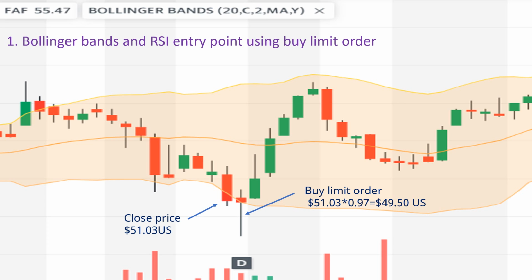Now look what happened the next day. We are already in the market, and the price came down to 48.70, so our order is already filled. We have to wait for the following days for the price to go up, and I'm going to show you in the next slide how you exit the trade in order to make a profit.